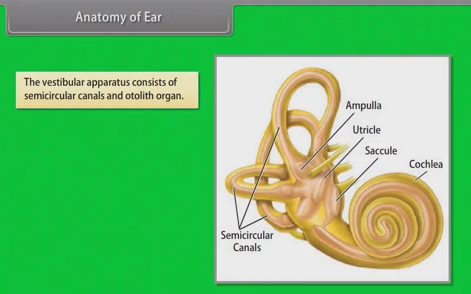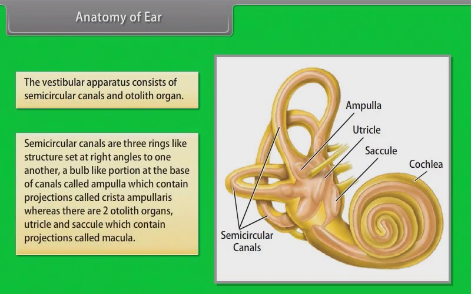The vestibular apparatus consists of semicircular canals and otolith organs. Semicircular canals are three ring-like structures set at right angles to one another, with a bulb-like portion at the base of the canals called the ampulla, which contains projections called crista ampullaris. There are two otolith organs, the utricle and saccule, which contain projections called macula.